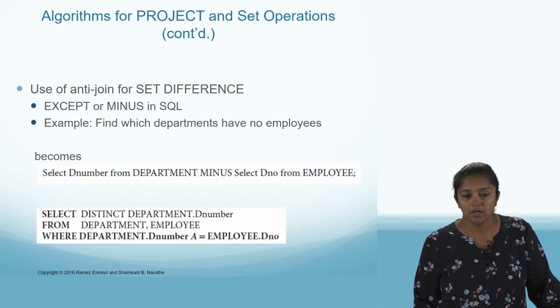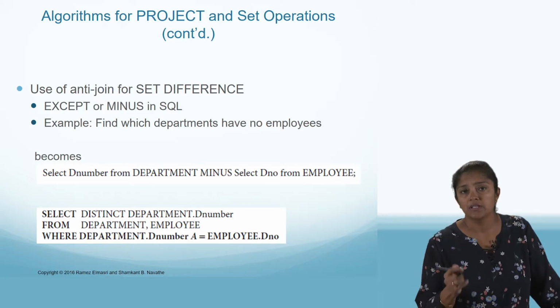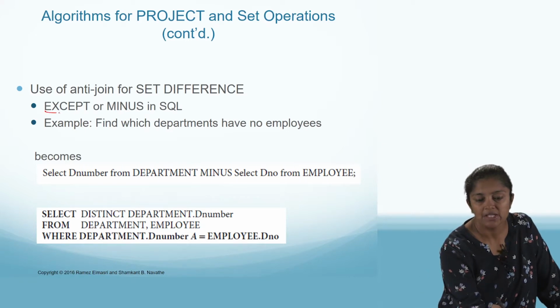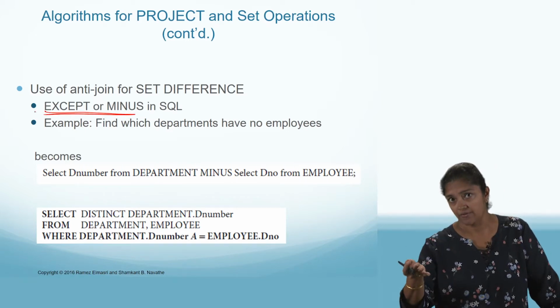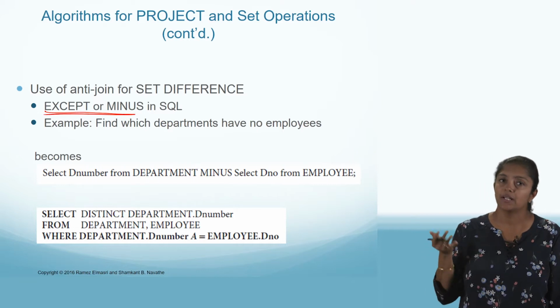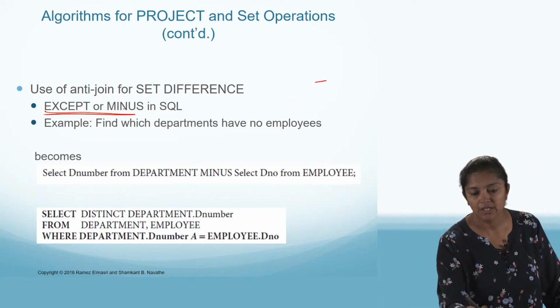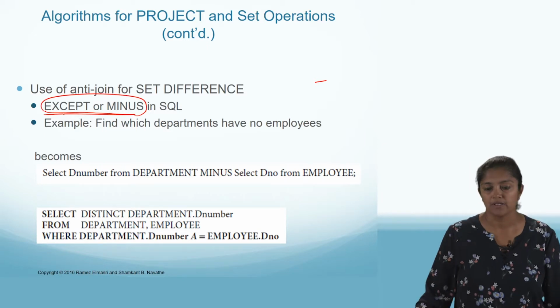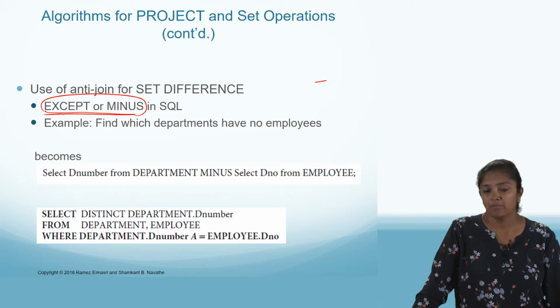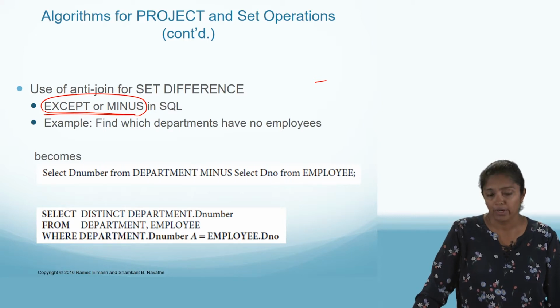So now here we'll look at anti-join and how anti-join can be used for set difference. This is again in SQL wherever we have the except or minus. That's what is set difference in SQL. In relational algebra, set difference is the difference operation, whereas in SQL the clauses except or minus are used. So an example would be, say we want to find which departments have no employees.